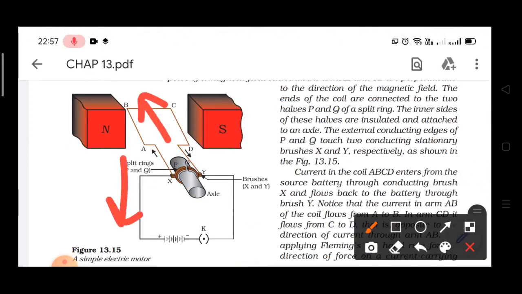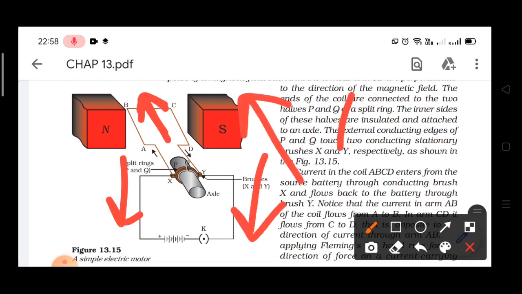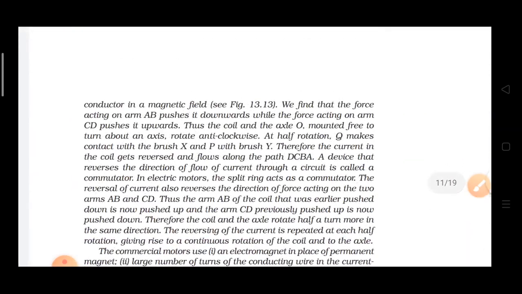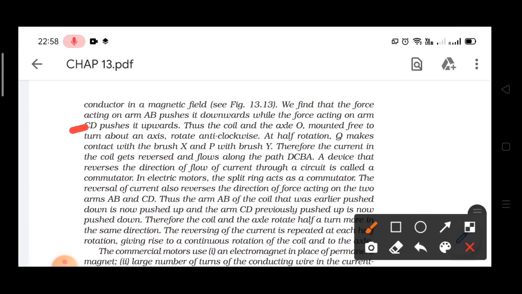Remember, when the current moves from A to B in this direction, the direction of force will be downwards. While the force acting on arm CD is upwards, because in CD the direction is opposite. So in this way after half rotation Q makes contact with X and P with Y, so the direction of current in the coil gets reversed and flows D, C, B, and the device which reverses the flow of current is called a commutator.